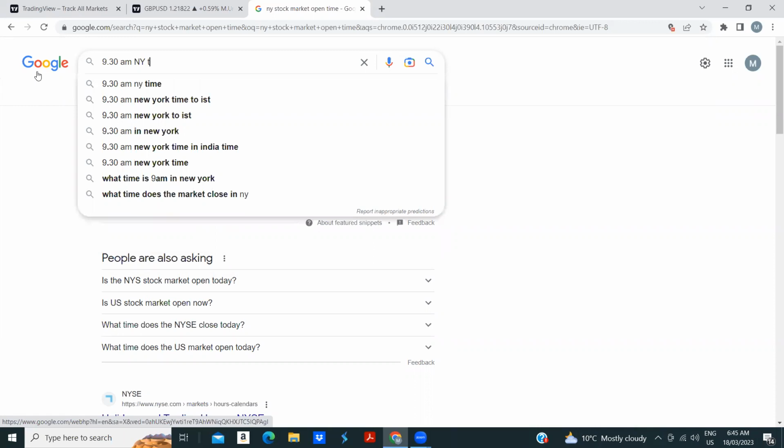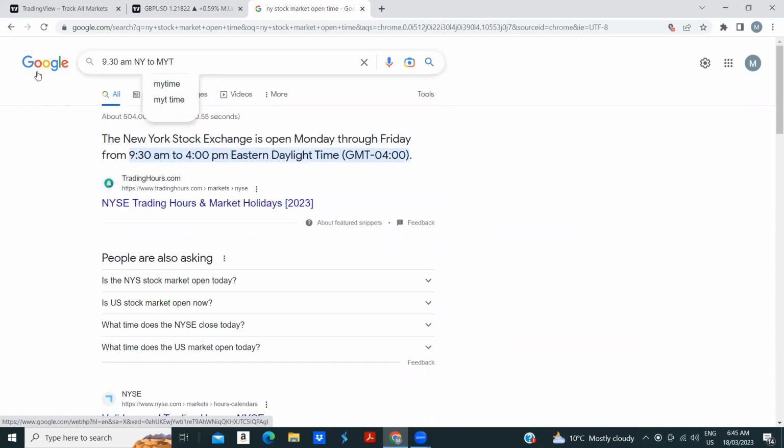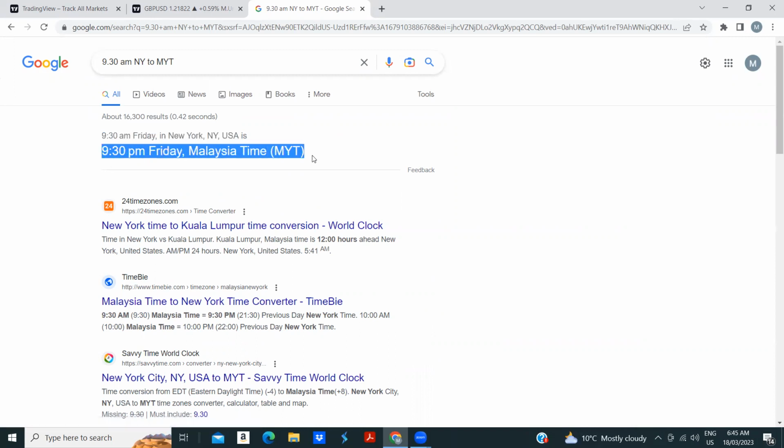New York to Malaysian time, MYT. So 9:30 a.m. in New York is actually 9:30 p.m. But it's now shifted backwards, so it's like 8:30 a.m.